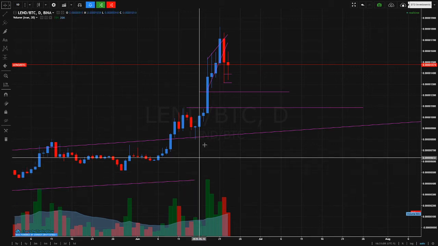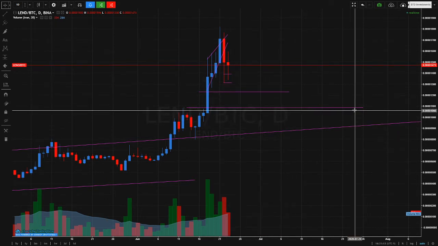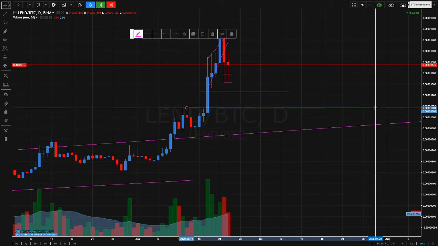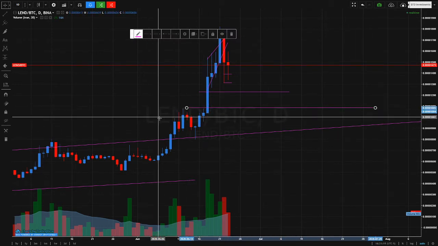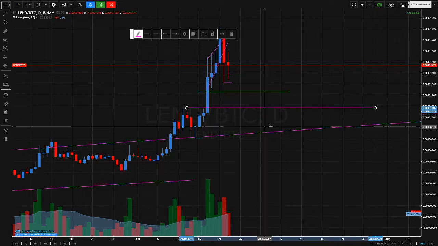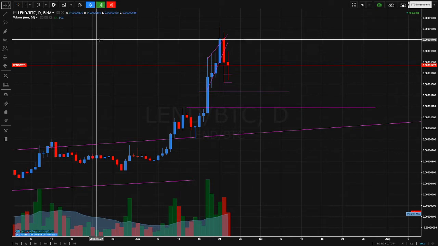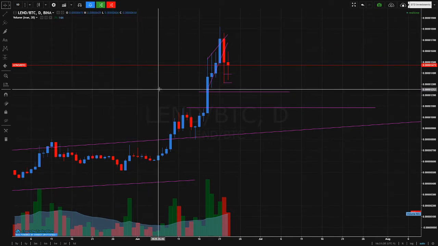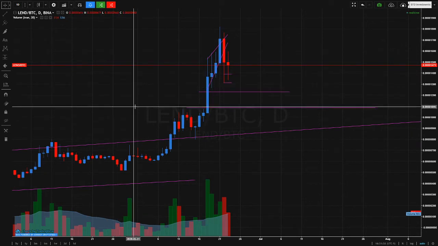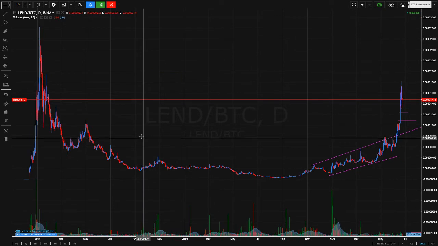This is Lend, ETHLend. This is another Ethereum-based coin. I think they changed their trading name to AAVE, Aave. Not sure how to pronounce that. And they're letting people use their cryptocurrency as collateral for loans. Anyways, this is the daily bar chart.